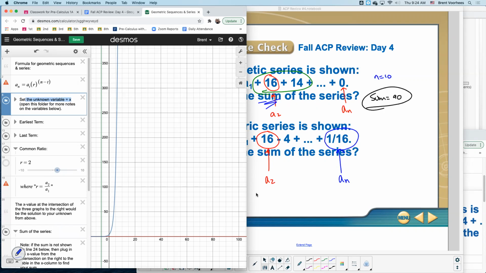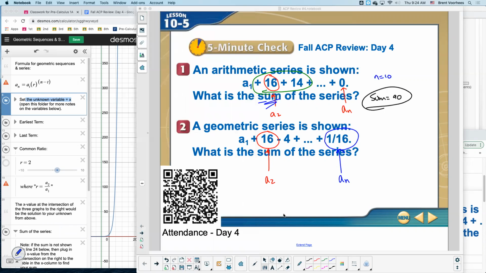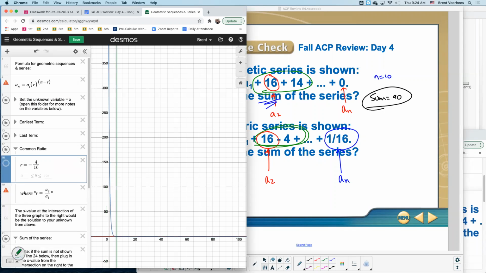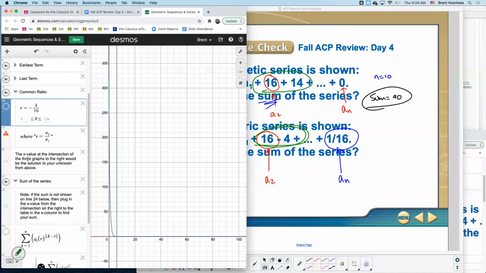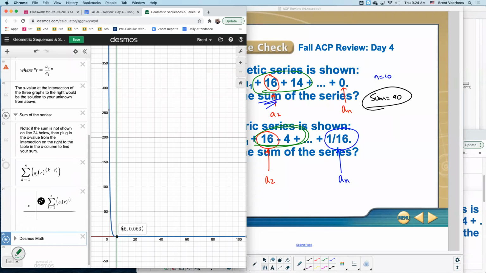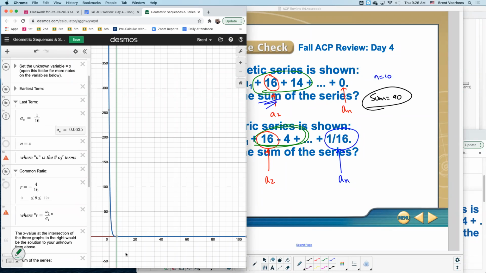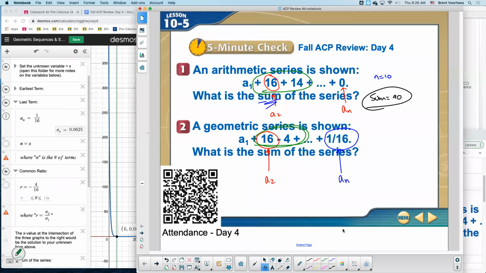The last thing we do is the common ratio, and it says where r equals a2 divided by a1. That means you just take the second term given divided by the first term given. So here, I'm just going to take -4 and divide it by 16. So r is going to be -4 divided by 16 like that. Okay, so what these say here is the x value at the intersection is the unknown. So that unknown is 6, that's the x. The unknown represents n on this problem. N is 6, so this had 6 terms.